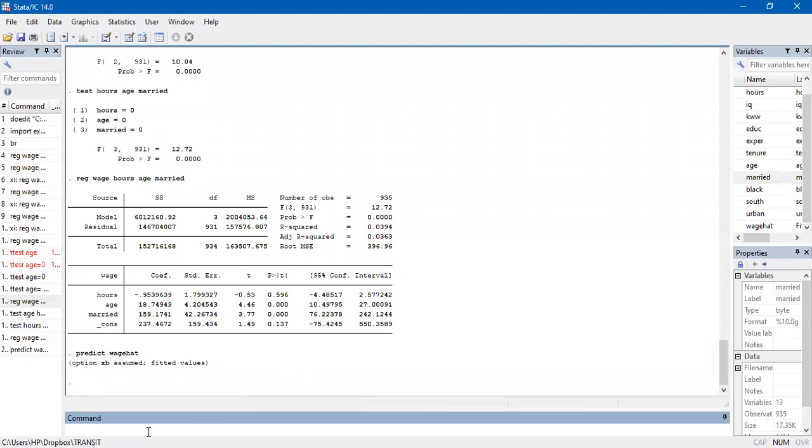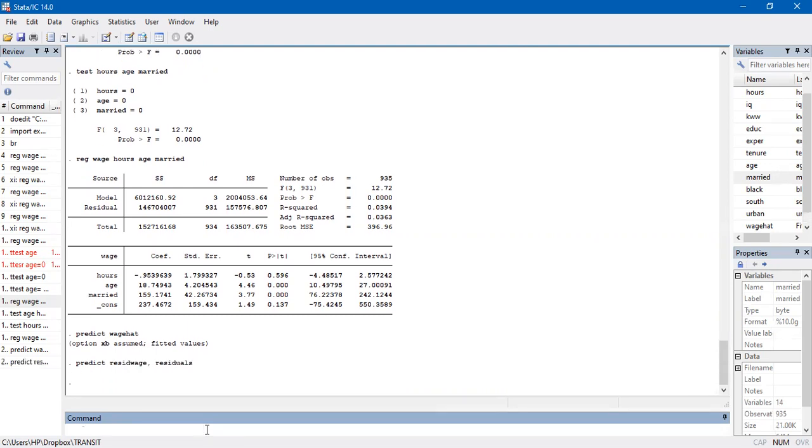But let's look at the residuals. For residuals, the command is still predict. Then maybe let's use residual wage. So predict the name you want to use for the residual, comma, residuals, then you enter. If you go back to the variable window, you will see a new variable there as well, the residual wage.